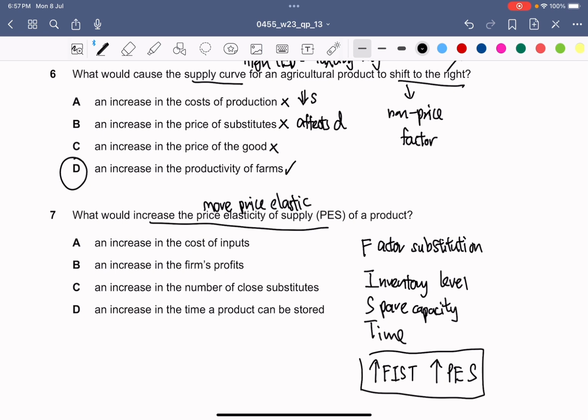Either one increase will increase PES. So we can choose from here. So first one, no. This one also no. Yeah, you can see, time a product can be stored. Yes, so this is the answer, D. If you're wondering what is factor substitution, it means how fast a firm can change from using labor to a machinery. So like how fast it can change between one factor of production to another.